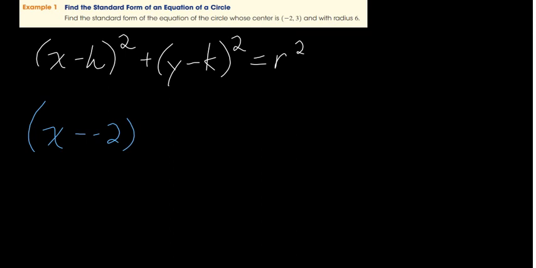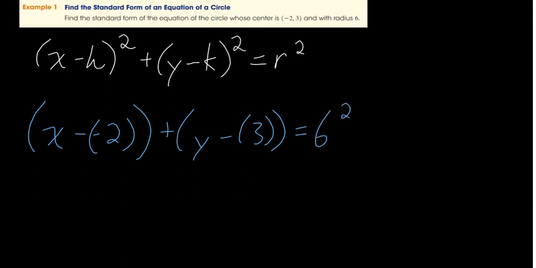So we're going to do it this way first, right? And then y minus, well, that's going to be minus 3. And that's going to be equal to r squared. And the r is 6, so 6 squared.